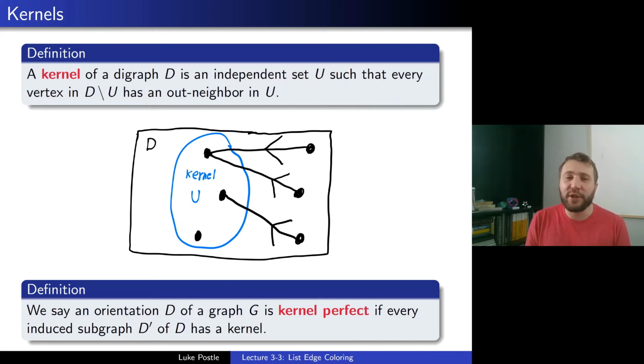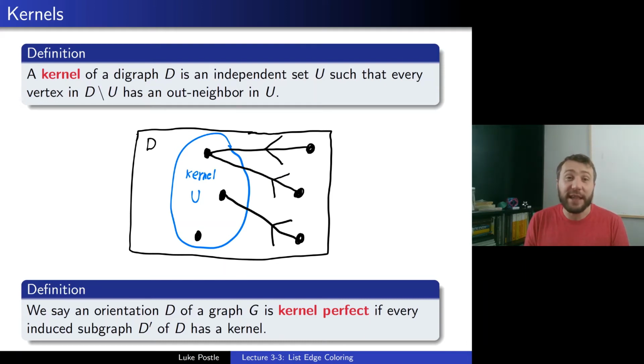So what do we mean? Well, we're given a graph G. An orientation is one in which you just actually direct the edges to make a digraph. And we're saying if whenever you take an induced subgraph, so induced, remember, deleting only vertices, not edges, the resulting thing has a kernel. So it seems a bit strange. What good is that? This kernel perfect?